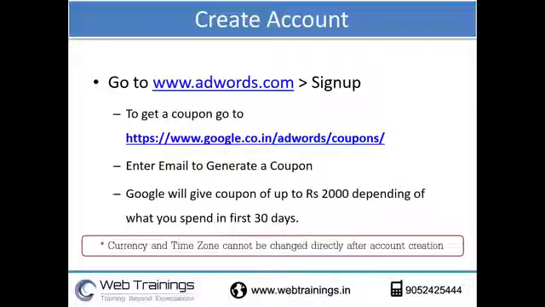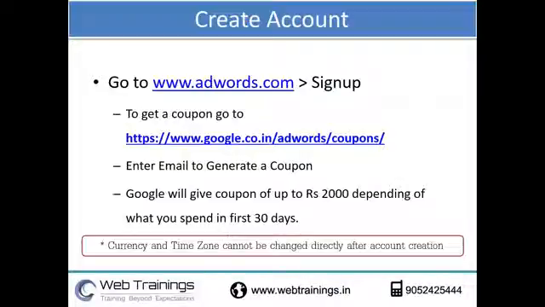And the process of this promo code is that Google will provide us a maximum of 2000 rupees of cashback. That will be after the first 30 days. So once we complete our first 30 days, Google will give us a cashback of whatever amount we spend in the first 30 days, and the maximum amount is limited to 2000 rupees.